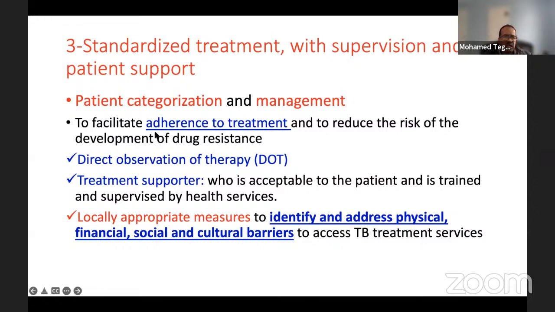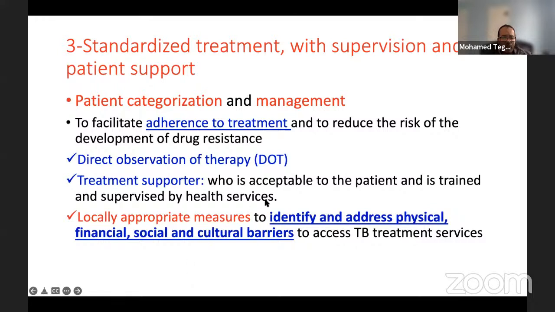So to facilitate adherence to the treatment and to reduce the risk of development of drug resistance, the importance of having a supervised treatment with full support, direct observation of the therapy through well-trained personnel, and treatment supporters from the community, which by itself is important, because having a supporter from the community will at least break some of the barriers between the patient and the healthcare workers, and that will help the patient to stick to the treatment.